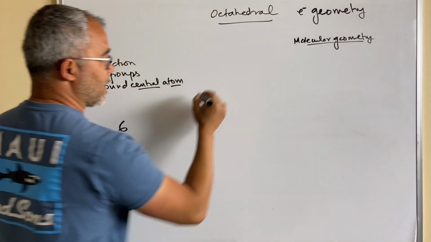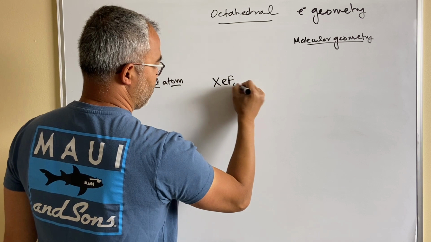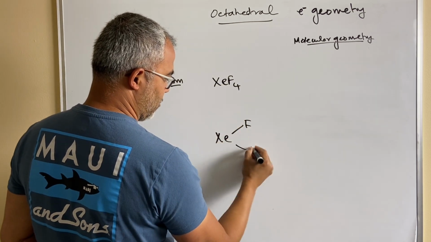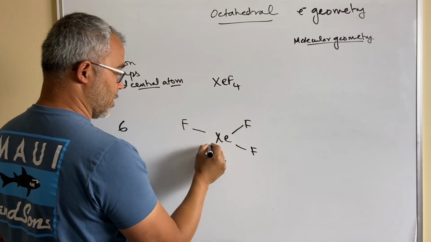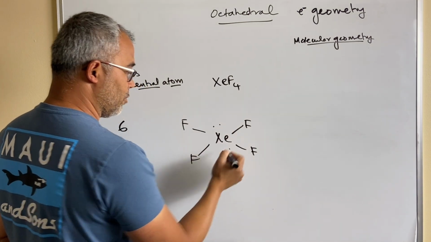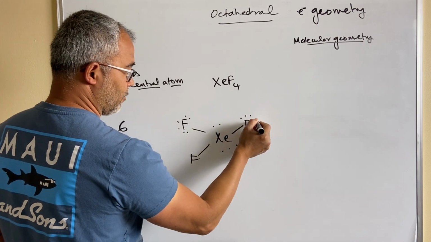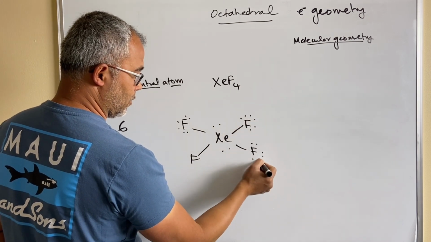The last scenario we'll look at is XeF4, where the geometry is going to look like this. You have four fluorines in the Lewis structure. You have two lone pairs on the xenon in the middle. You're going to have the rest of the lone pairs on the fluorines.